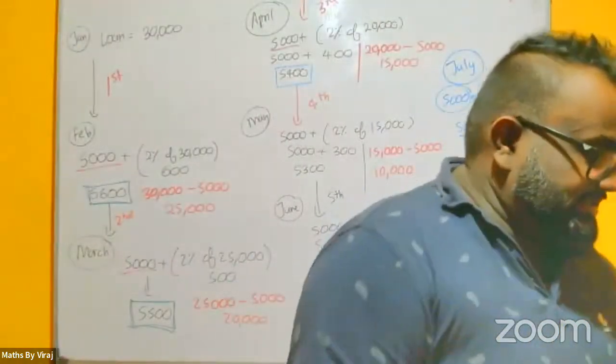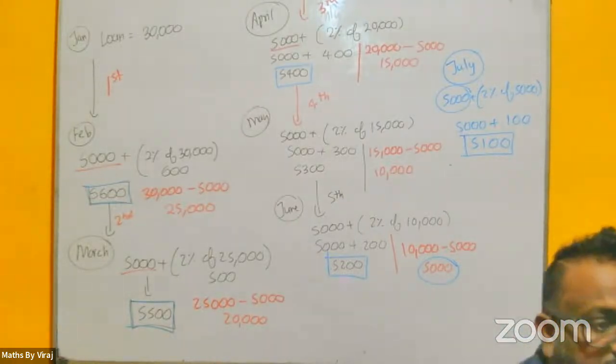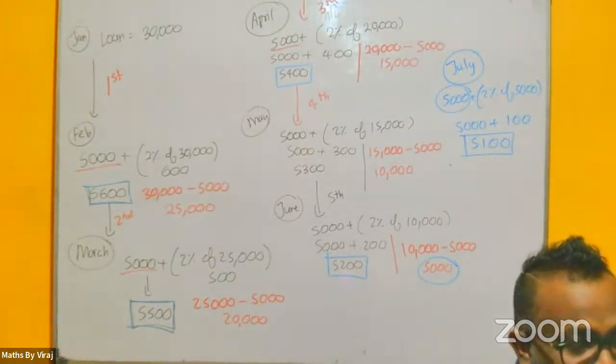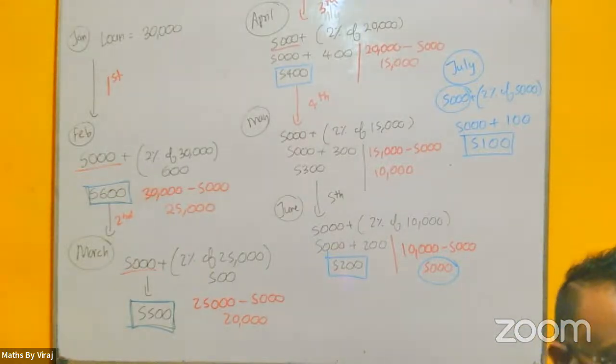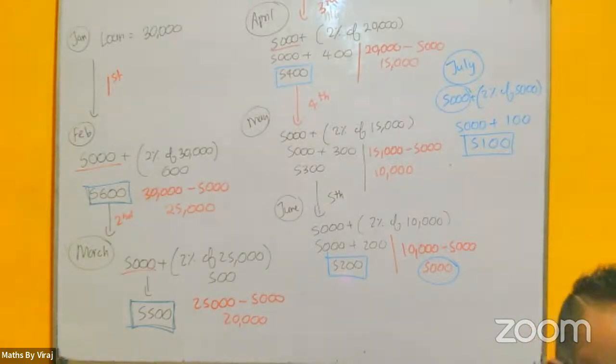Very simple and very easy. So you see that the amount that is paid, 5,000, is like a constant, and the amounts 600, 500, 400, 200, 100 are the interests that are being paid. So the value of the interest has gone down. All right. Okay. Take this now.